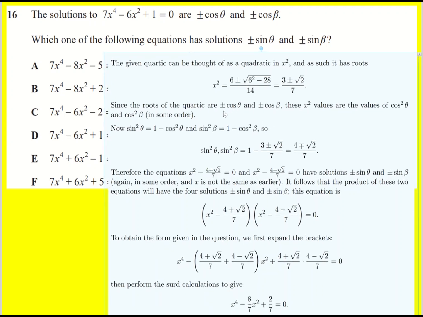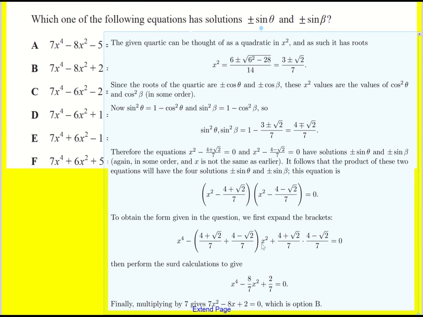So in the worked solutions, they basically have it as a hidden quadratic and solve for x squared. And that means if they've got plus or minus cos theta, plus or minus cos beta, if they square it, then they've got the values of cos squared theta and cos squared beta, from which they can do 1 minus that to get sine squared. And then they get these two equations, and they can bring it back together to create a quartic. Pretty messy with all these surds, but it does give the answer.